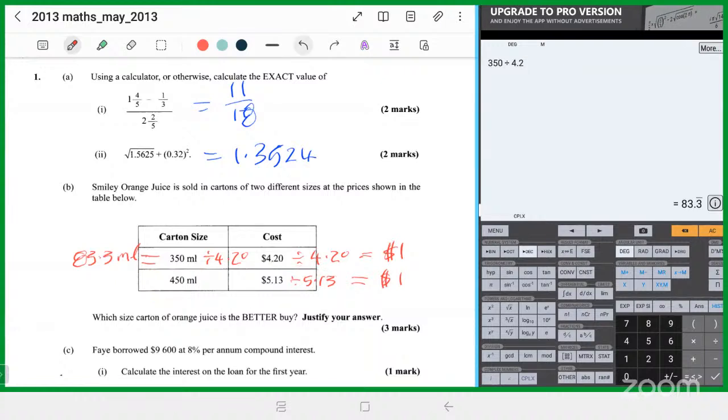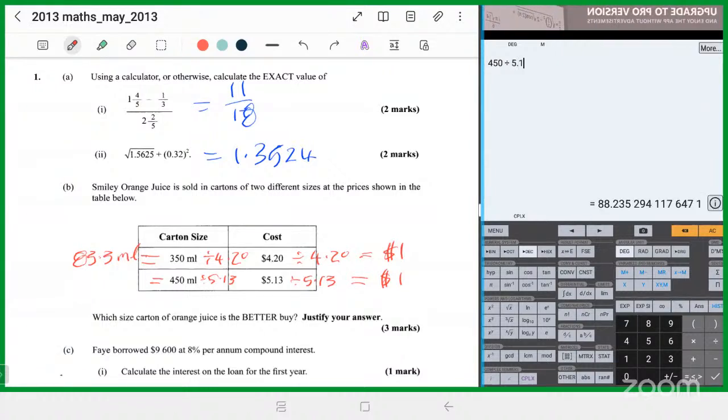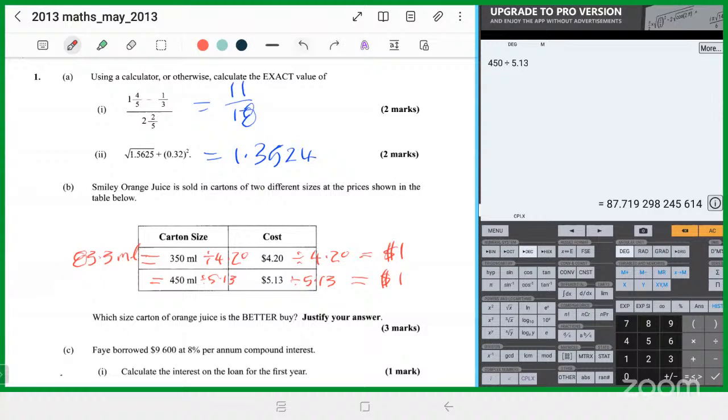You have to divide this by the same amount. Divide this by the same 5.13. I want to see how much it is and put it over here. So I'm going to divide that amount, 450, divided by 5.13. That's 87 point, let's call it 87.7 or even 87.8, doesn't matter.